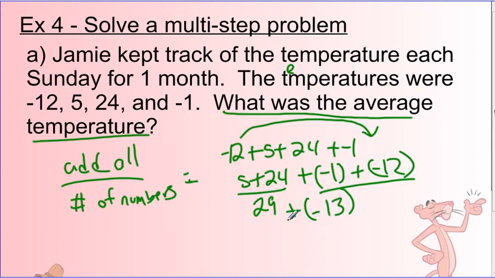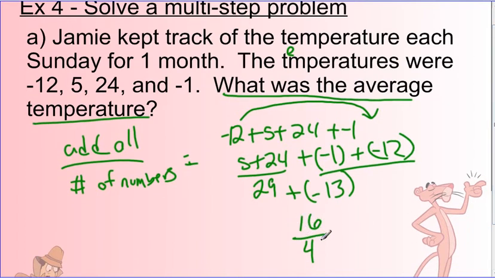So 29 plus a negative 13, the signs are different, so we're going to have to subtract. Keep the sign of the bigger number. And then divide. So we added them all up, we got 16. Now we take that number and divide by the number of numbers. Well, there's 1, 2, 3, 4 Sundays she recorded. So you take 16 divided by 4, you get 4. So the average temperature was 4 degrees.